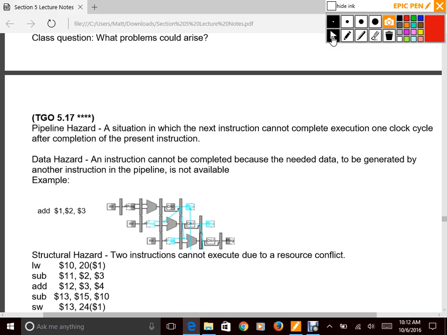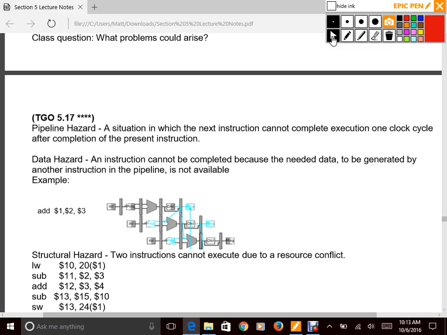Other questions? Pipeline hazard is all 3. Pipeline hazard is a data, yes, square or rhombus, rhombus is square. But data hazards, structural hazards, and control hazards are 3 types of pipeline hazards. Because these don't happen in single cycle, right? You just complete the instruction and then do the next one. You don't have to worry about forwarding anything around.